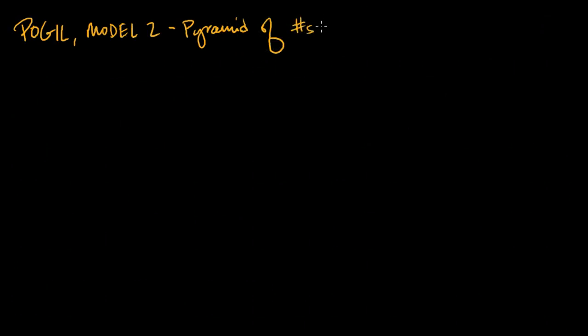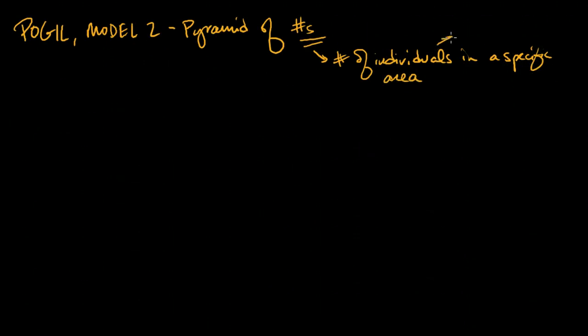Now there are two pyramids that this activity gave you, and they're representing two different things. And I hope you recognize that one of these is a better representation of the other. But when we're talking about numbers, usually what that's referring to is the number of individuals in a specific area. And I guess I should say number of individuals in a certain population.